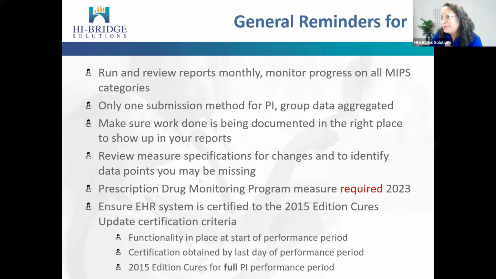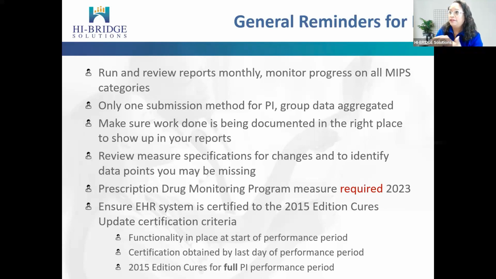Please, please remember that only one submission method for the promoting interoperability category is acceptable. And if you do more than one, you'll cancel it out and lose all the benefit of the work that you've done. And if you're reporting as a group, the group data needs to be aggregated.